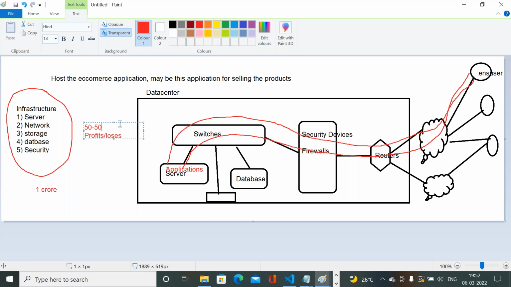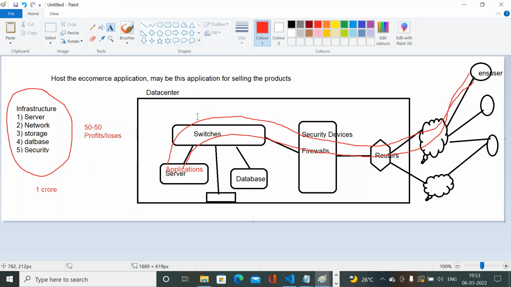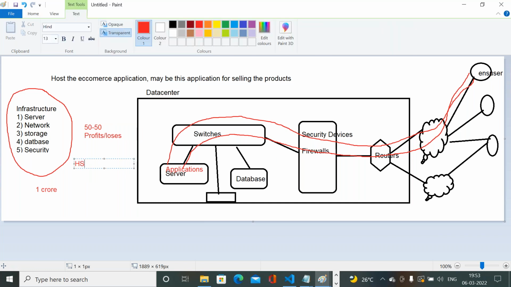In order to maintain this overall infrastructure, he has to recruit HRs. He has to recruit the server team. He has to recruit the network team, storage team, database team, security team, and maintenance operations teams.